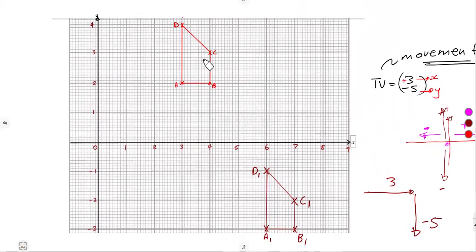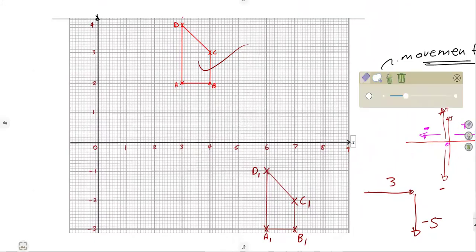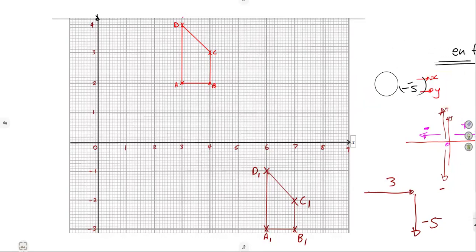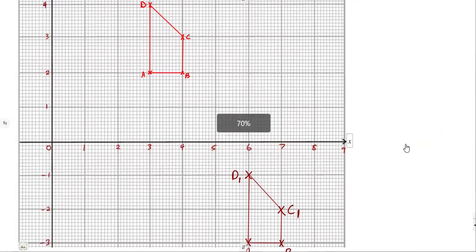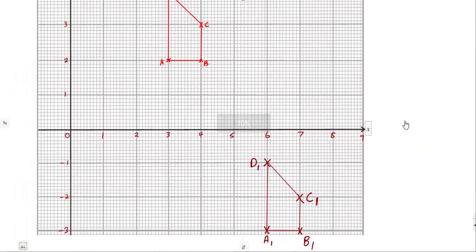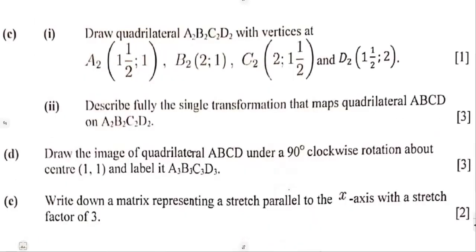So we have got the object and its image. Okay, let's see the other question. Let's see what we have. But for this one, guys, as we can see, it was in your hands. So these are the typical questions that you must expect on your transformation. Another part of the question, which is C item 1, draw the quadrilateral that is A2, B2, whatever that you're given with these vertices. Okay, so that was a straightforward question.